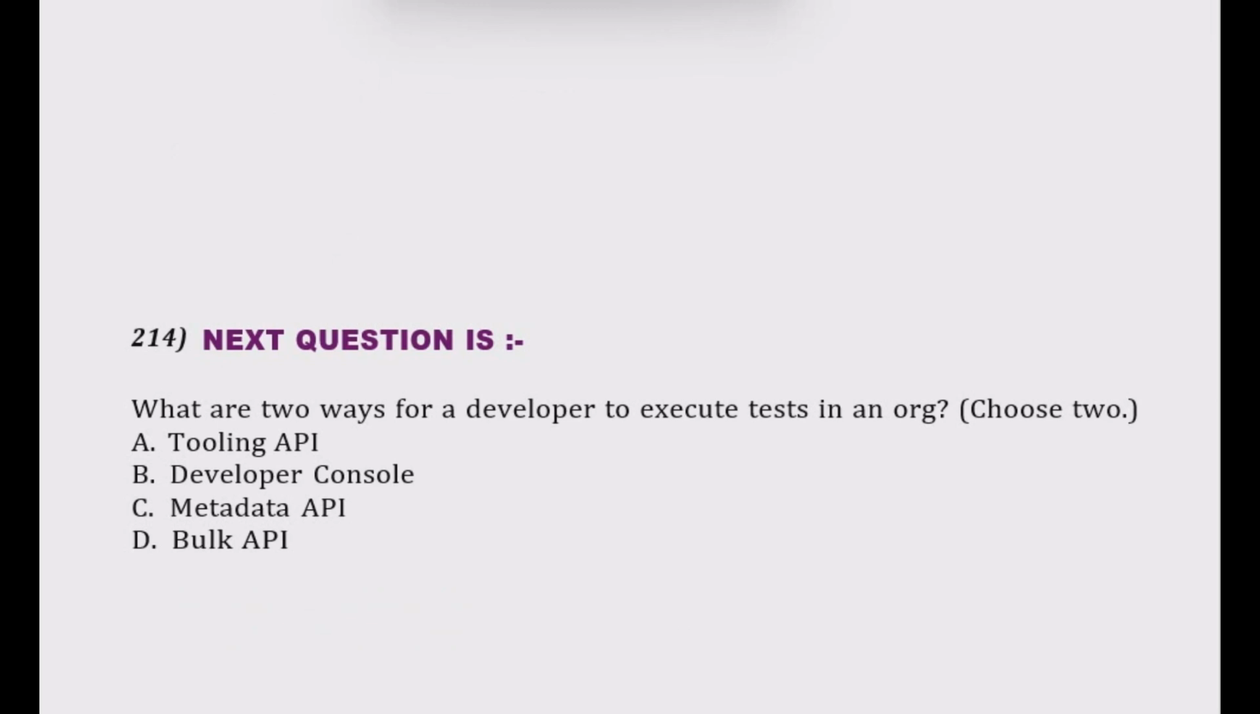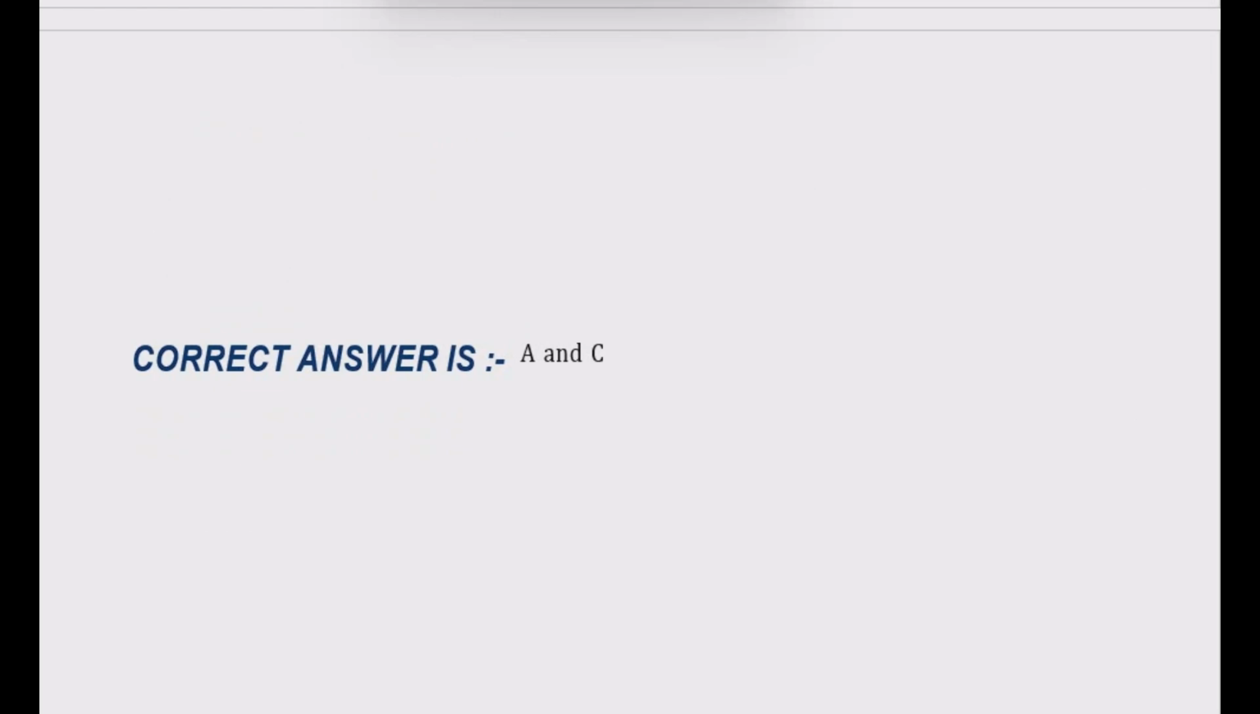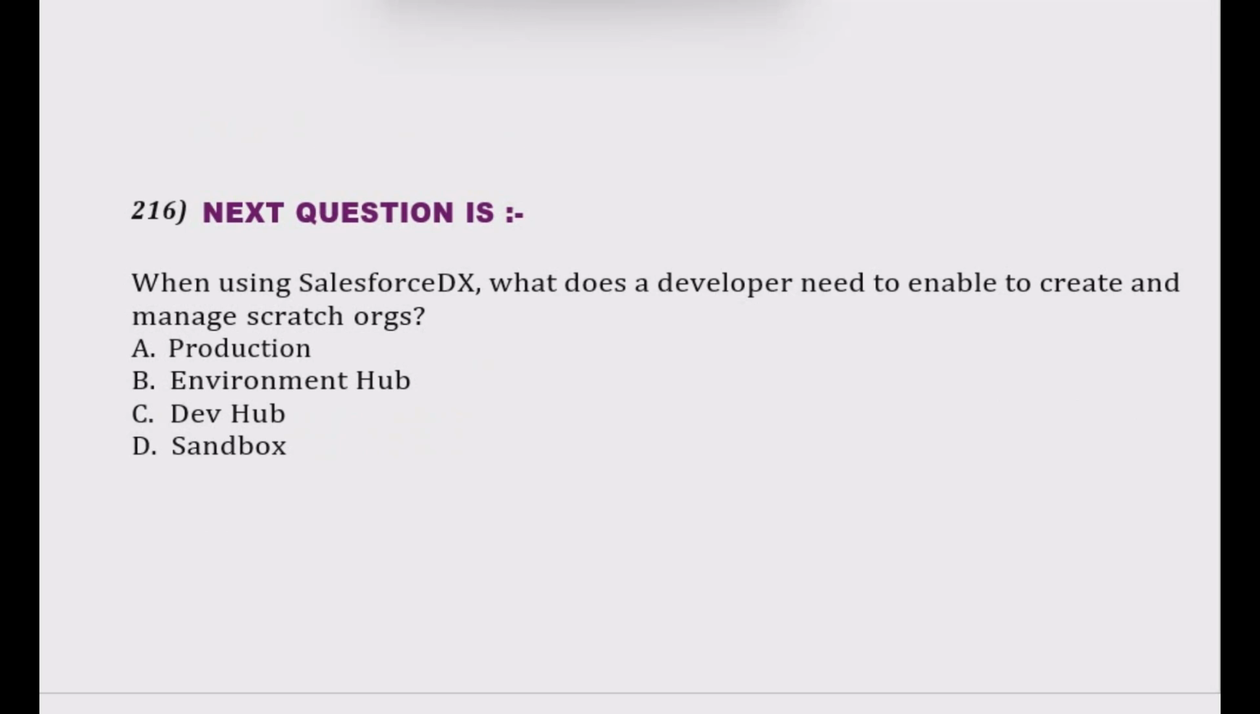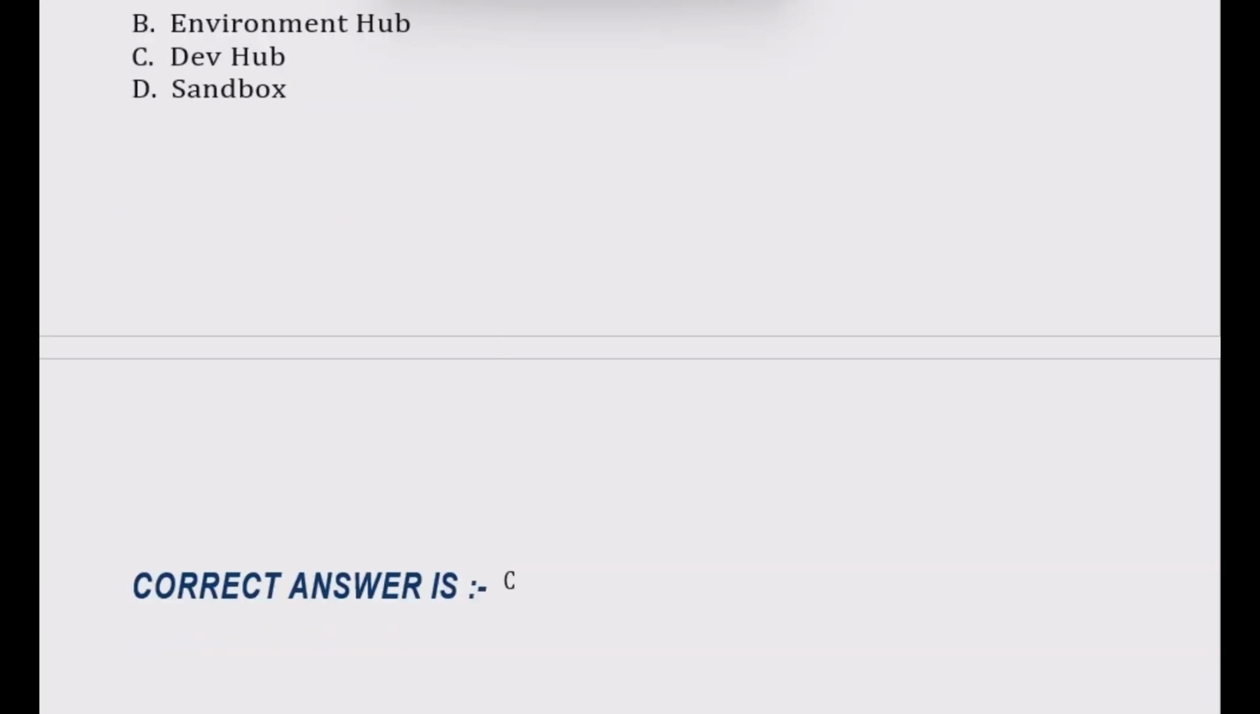Question is, what are two ways for a developer to execute tests in an org? Option A, tooling API. Option B, developer console. Option C, metadata API. Option D, bulk API. Correct answer is option A and option C. Question is, when using Salesforce DX, what does a developer need to enable to create and manage scratch orgs? Option A, production. Option B, environment hub. Option C, dev hub. Option D, sandbox. Correct answer is option C.